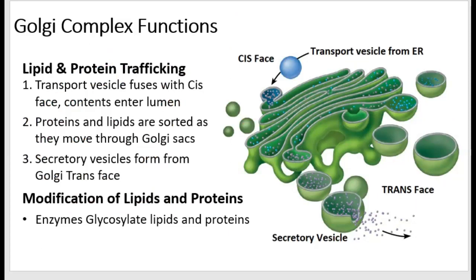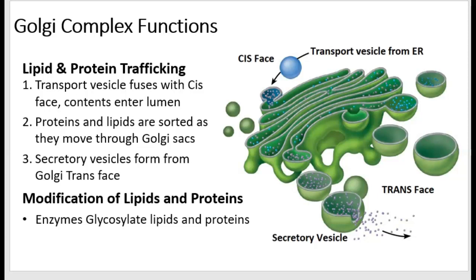So one of the major functions of the Golgi complex deals with the movement or trafficking of lipids and proteins, making sure they get to the proper location either inside the cell or outside of the cell. The way that this trafficking occurs is that first a transport vesicle that budded from the ER merges with the cis face of the Golgi. This is shown in your picture as the blue transport vesicle fuses with the cis face, dumping its contents into the lumen of the first Golgi sac.